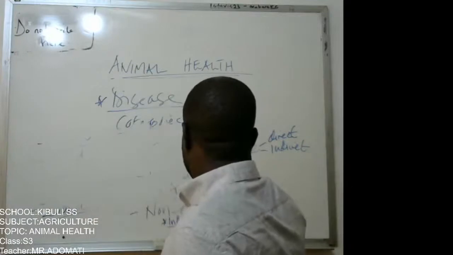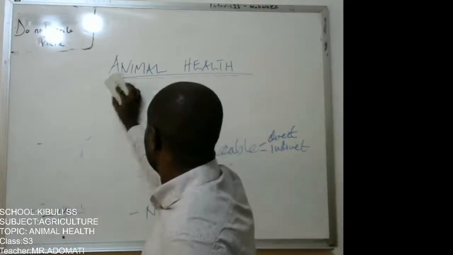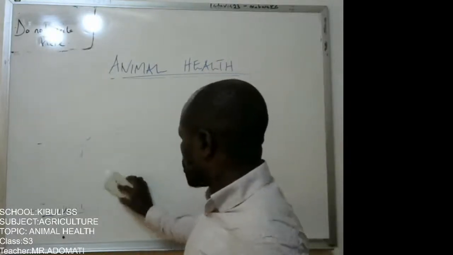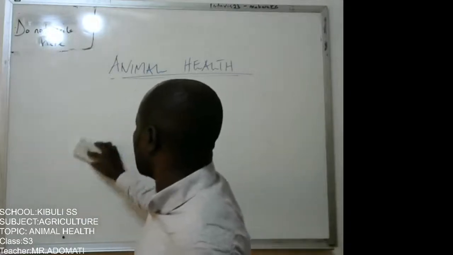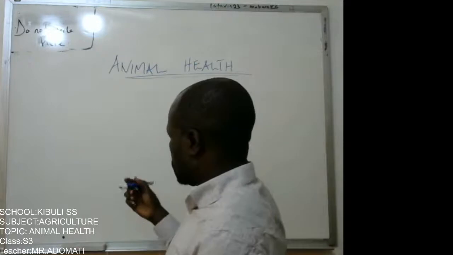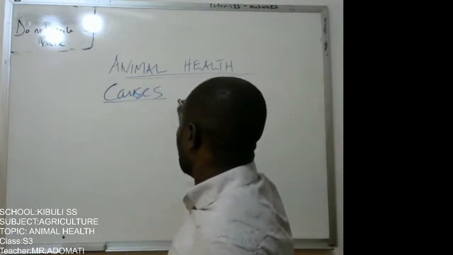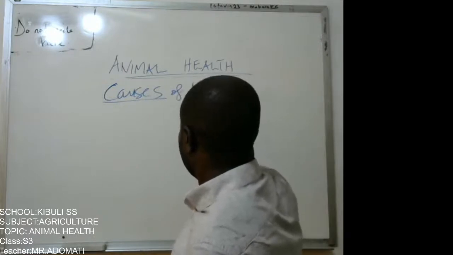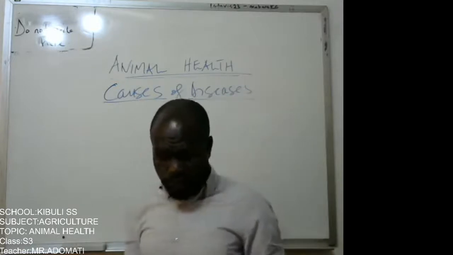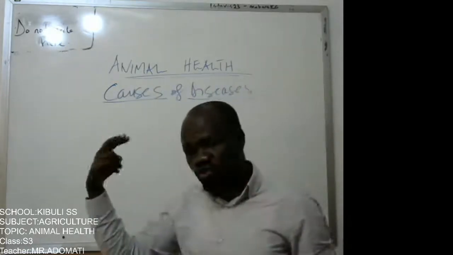When you are talking about these different causes of diseases, for a proper understanding, we usually prefer to categorize them into two. So causes of diseases is our next item here, but what you need to know is that for proper understanding, we usually categorize these causes into two. We group them into two.